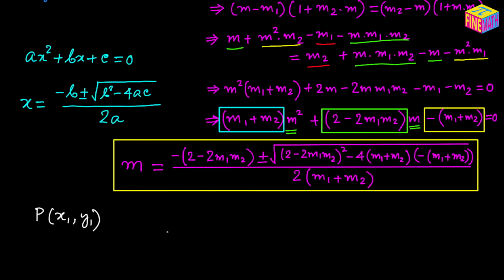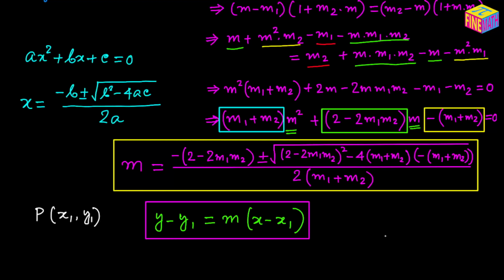So using the point slope form of equation of straight line, we can say that the equation of our straight line would be something like this: y minus y sub 1 is equal to m times x minus x sub 1. Now let's take an example and see how to solve this type of problem.